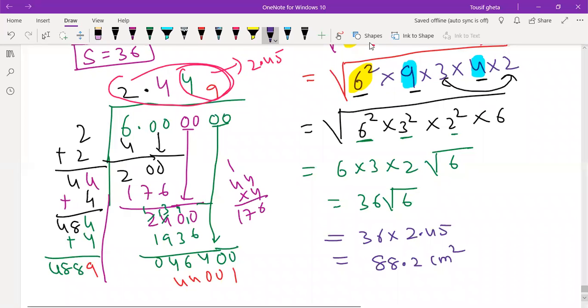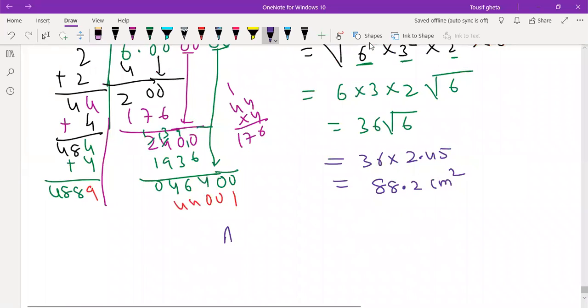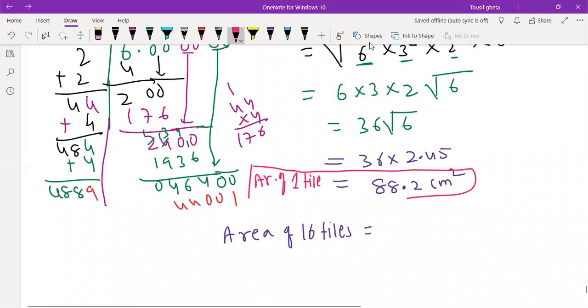I want the area of 16 tiles. This is the area of one tile only. Like that, 16 tiles are there, so 16 into 88.2. If you multiply, we will get 1411.2 centimeters square. Correct?